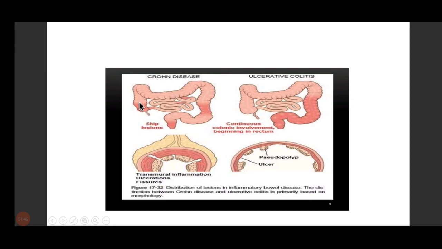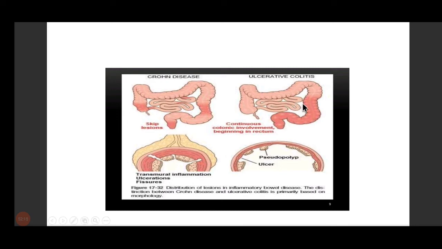You can see skip lesions. See, this is involved, but this is normal. This is involved. Then this is normal. This is involved. This is normal. This is involved. So these are skip lesions. And on microscopy, you will see the transmural inflammation or ulceration.